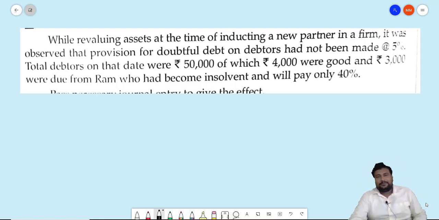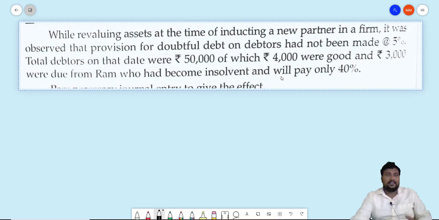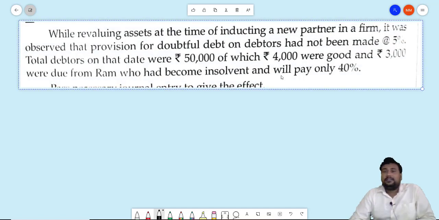But before that, when I was searching for a question for you, I saw this particular question, not in D.K. Goyal, but in another book. It is a very good question with a good concept. So this is also a question of revaluation. We will discuss this question first, and after that we will proceed to the other one.